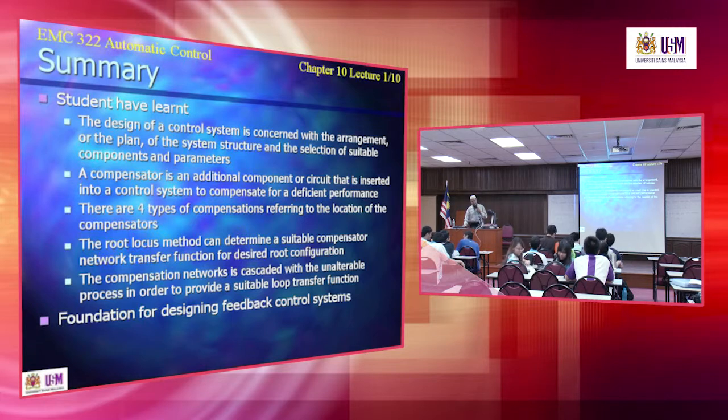There are four types of compensation referring to the location of the compensator, and the root locus method can determine a suitable compensator network transfer function for the desired root configuration. And then the compensation network is cascaded with the unalterable process in order to provide a suitable loop transfer function. So what you have learned becomes a foundation for designing feedback control systems.